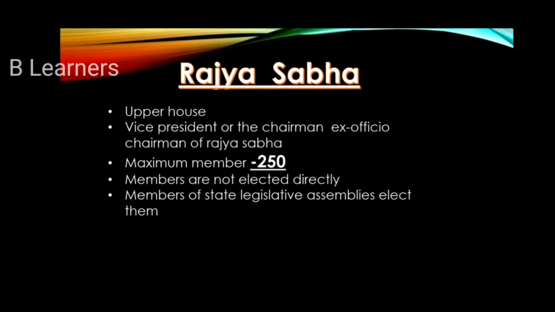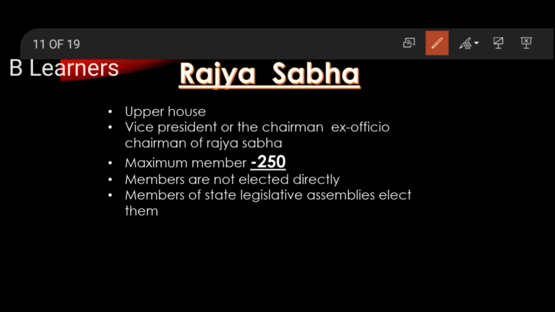Now we will discuss the Rajya Sabha. It is also known as the upper house, and its chairman is the Vice President. Listen to one thing: the Chairman of the Rajya Sabha and the Vice President are the same person. Don't assume that they are different persons. Whoever is the Vice President of our nation is also the Chairman of the Rajya Sabha. In Lok Sabha the maximum number of members was 552, but here it is only 250.